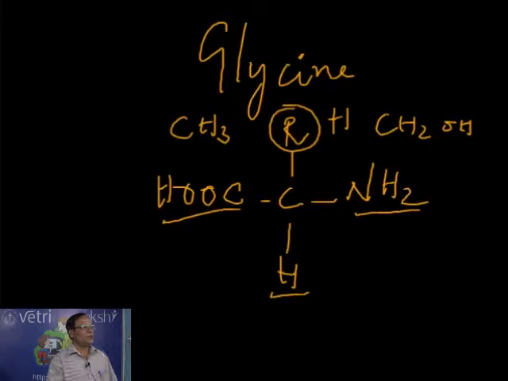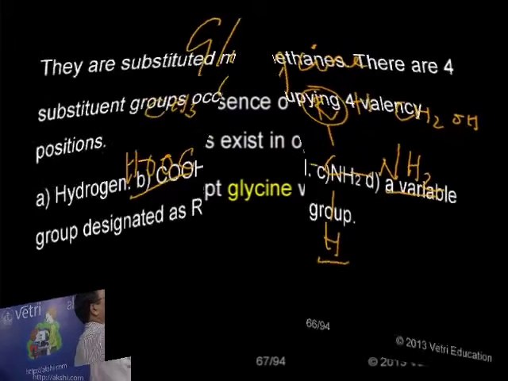Glycine has only a hydrogen in place of the R group, and all the other groups are common. Some amino acids have two amino groups, and some have two carboxyl groups. Accordingly, we can say acidic amino acids and basic amino acids, etc. We'll see them one by one later.